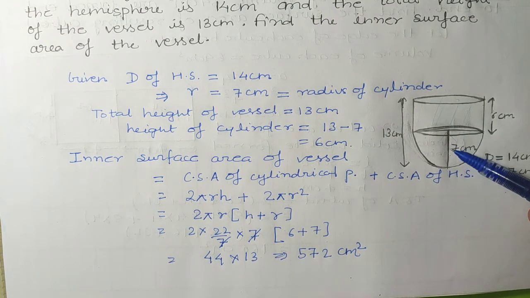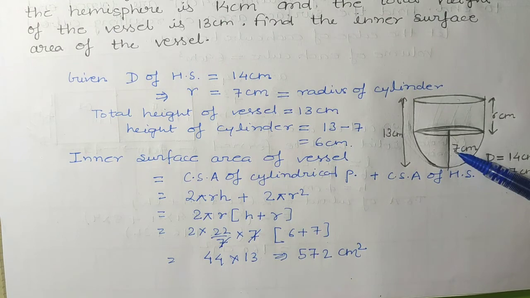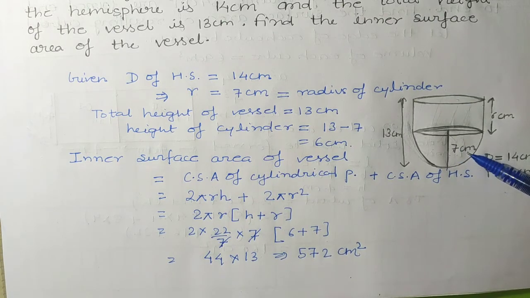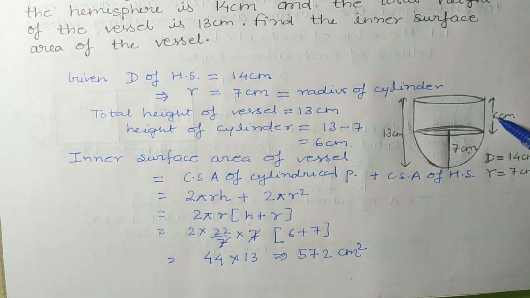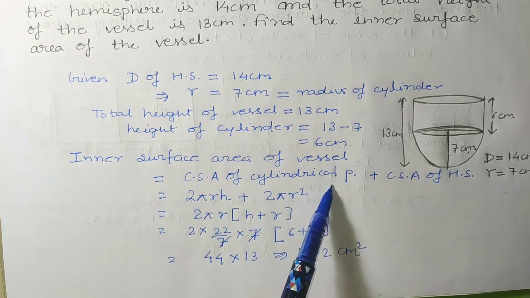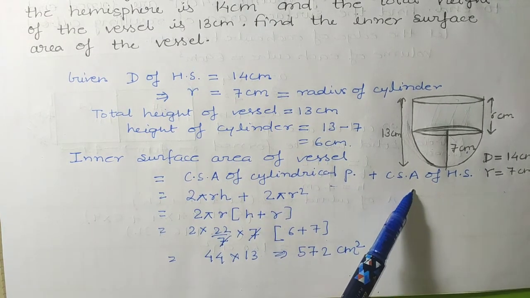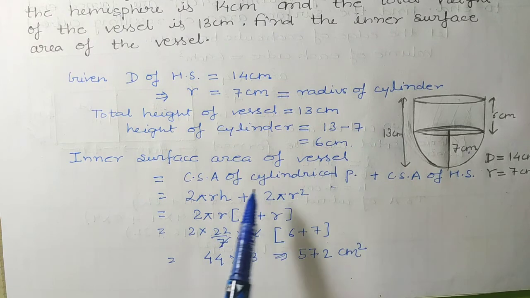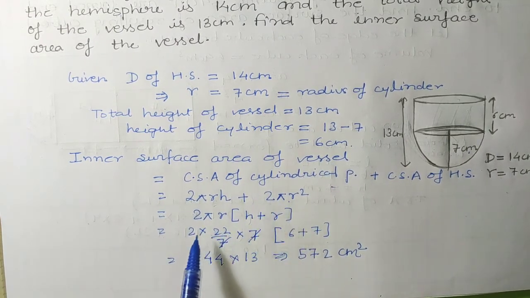Okay, the height of hemispherical portion will be equal to its radius, that is 7 centimeter, and hence we have calculated the height of the cylindrical portion. Since it is asked to calculate inner surface area of the vessel, we have added curved surface area of cylindrical portion plus curved surface area of hemispherical portion, that is 2 pi rh plus 2 pi r square, and after that we have solved it.